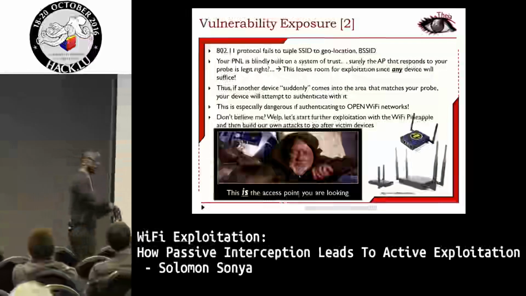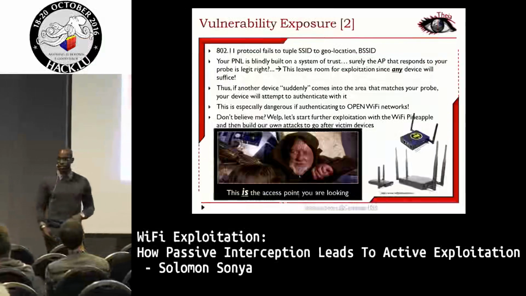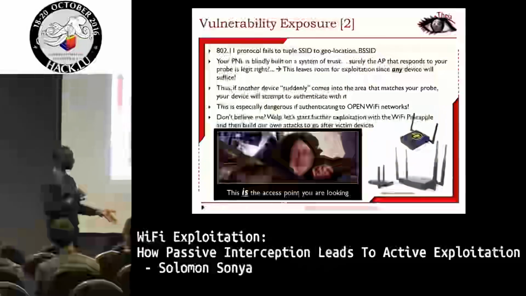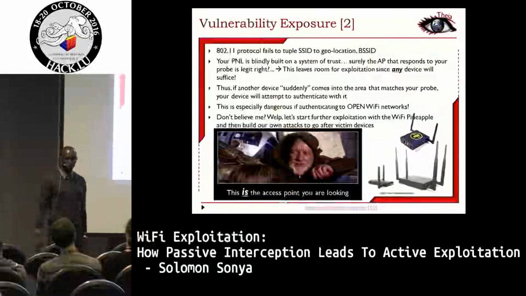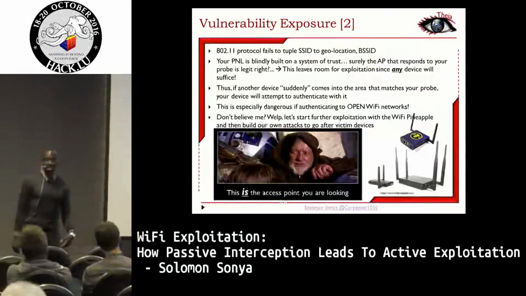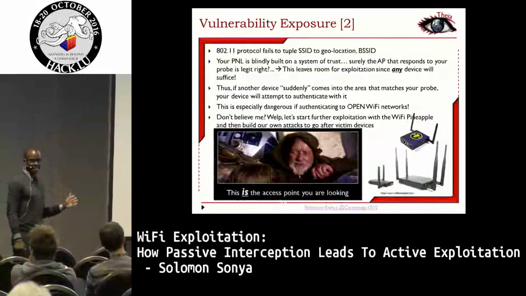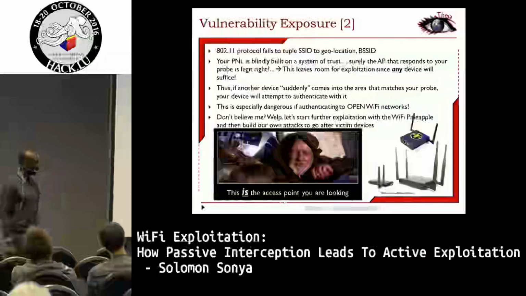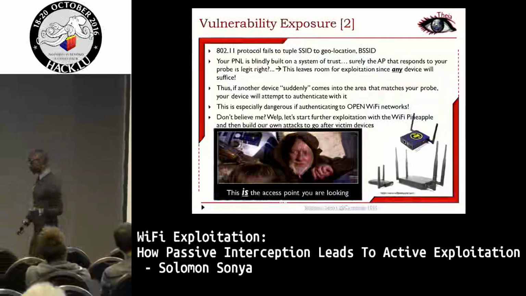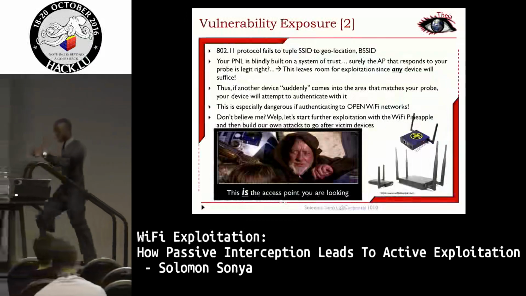But what happens when that actual access point becomes right next to your phone? Shouldn't your phone determine that, wait a minute, I've strayed beyond the area, you're not the true one? No, it doesn't happen like that. Instead, any access point that says, I am actually the access point you're looking for, your phone will actually try and connect to.